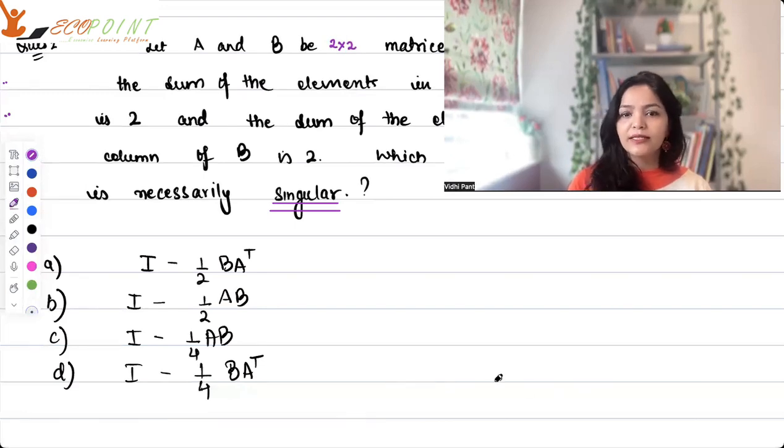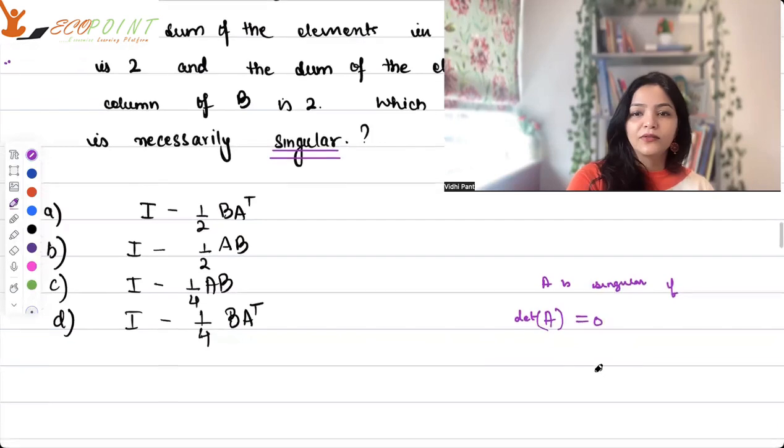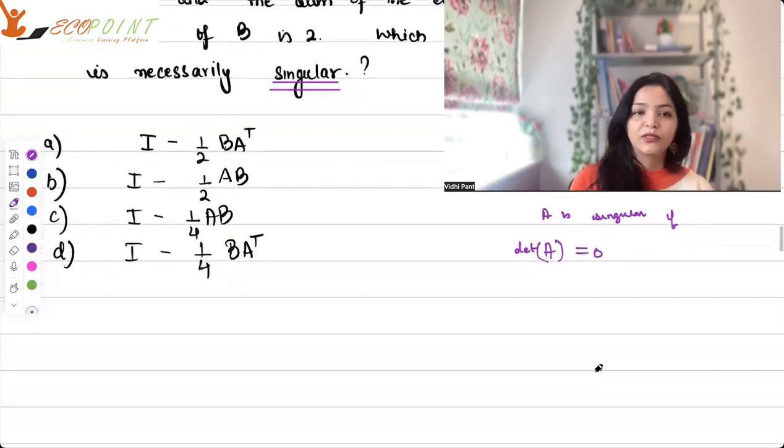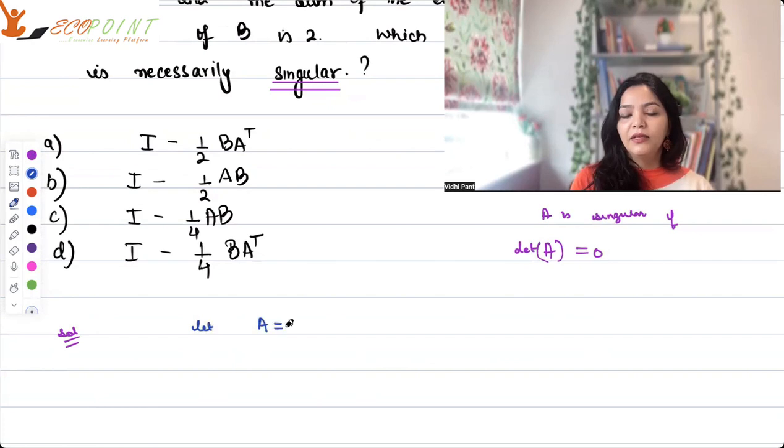First of all, you should know what is singularity. A is singular if determinant of A is 0. Okay? So a singular matrix is not invertible. अब हमारे पास कोई स्पेसिफिक केस तो है नहीं, तो हम क्या करेंगे, इसमें हम जनरल केस बनाएंगे. जनरल केस कैसे बनाएंगे? सो लेट A be equal to, say, general A1, A2, A3, A4.